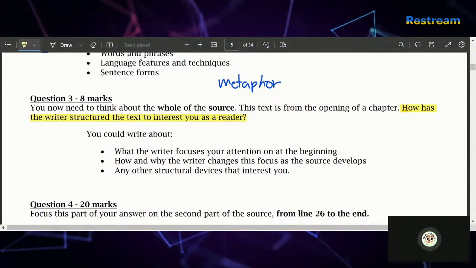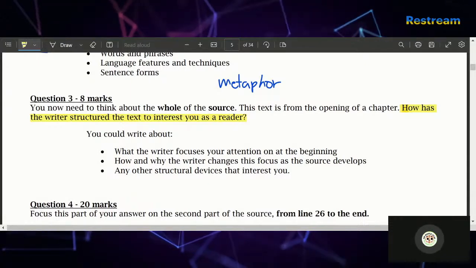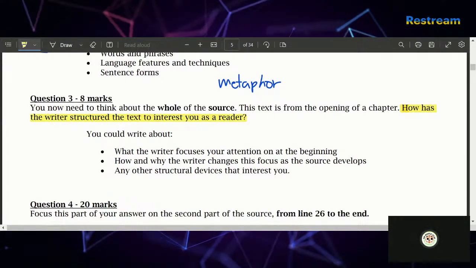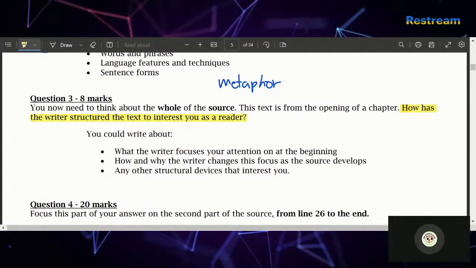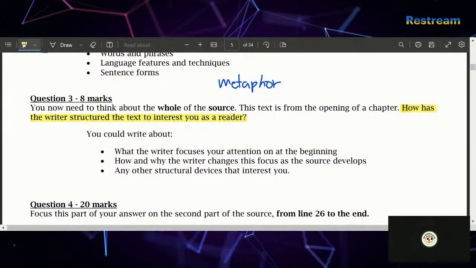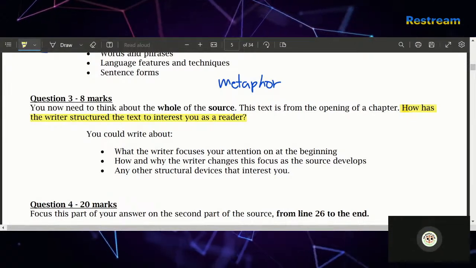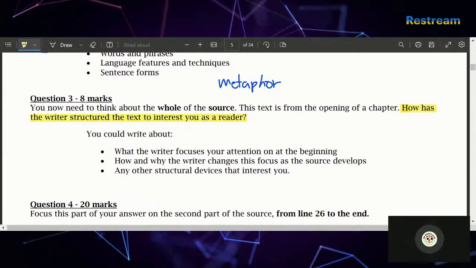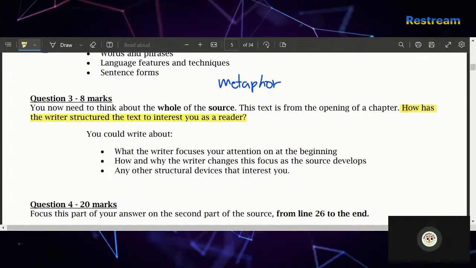So what I would say is the best way to do this is to read the text chronologically, because remember, even at this point, we haven't even read the entire text. So I would suggest reading the text as a whole, and then picking out structural features chronologically in order, so from the beginning to the end.